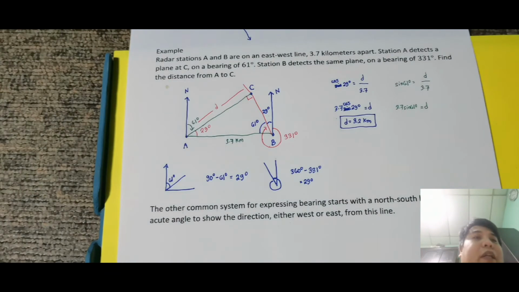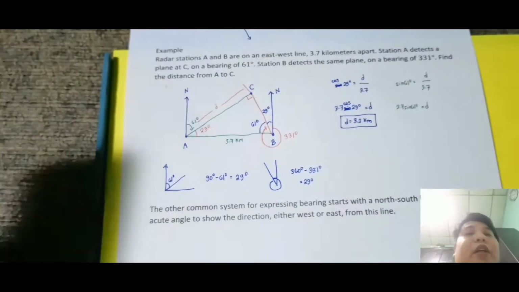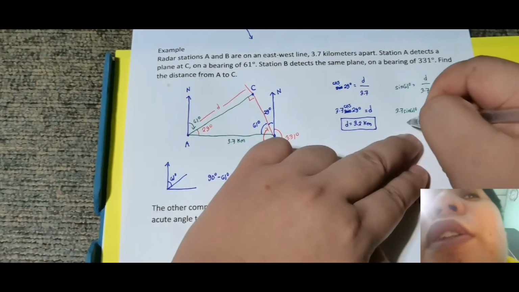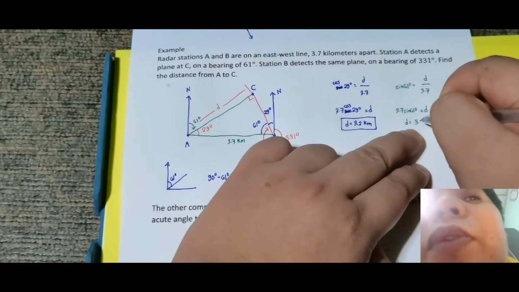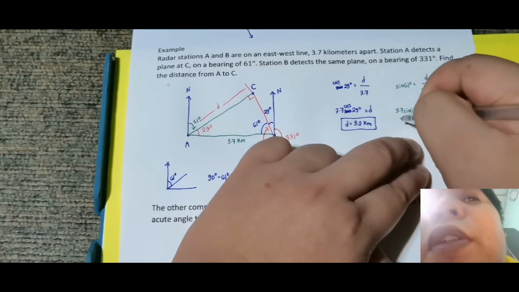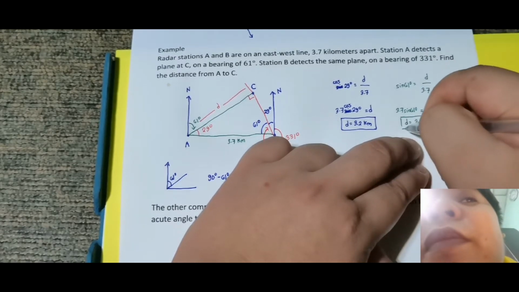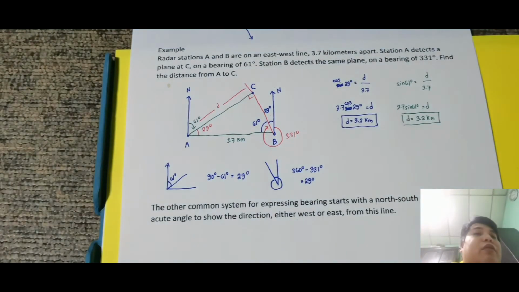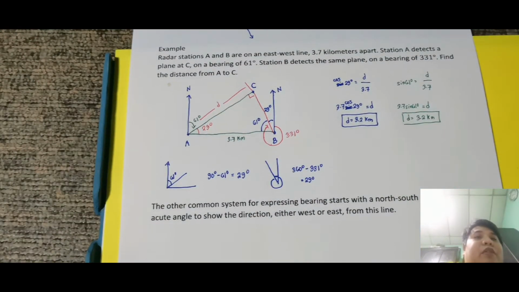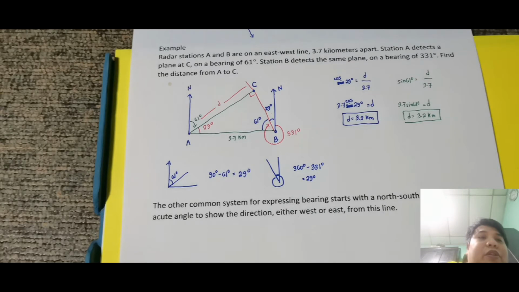Okay, so try natin check kung parehas na sagot. 3.7 sine 61 degrees is 3.23, or 3.2. So D is also 3.2 kilometers. So kung napansin mo, in any case, nakuha ko yung value na D, o yung distance between A to C, na 3.2 kilometers.